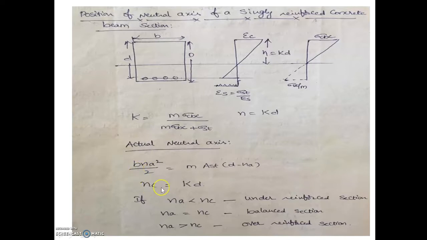In this case, Nc, that means the critical neutral axis, is equal to k into d. Here k is the neutral axis constant and d is the effective depth of the section. By using this equation, we can find out the Na value, and by using the Nc formula, we calculate the Nc value. If Na is less than Nc, the section is under reinforced. If Na is equal to Nc, it is a balanced section. If Na is greater than Nc, the section is over reinforced.